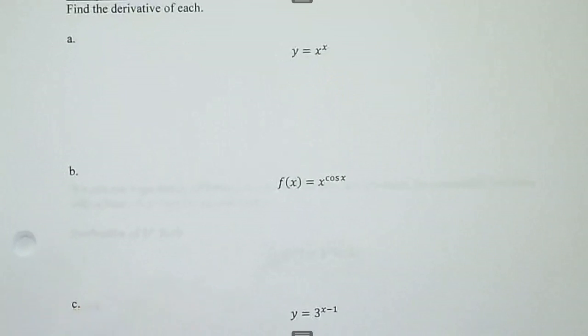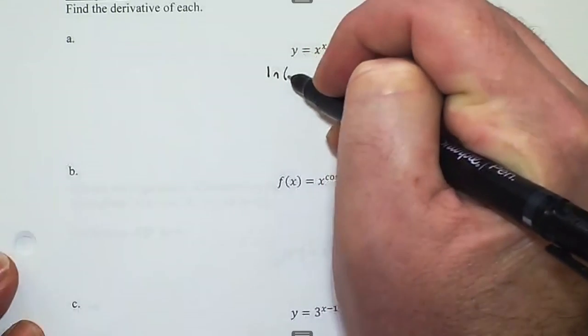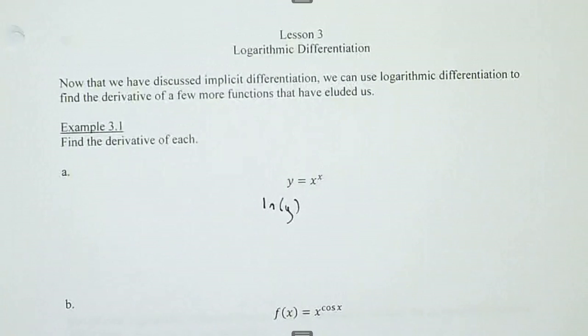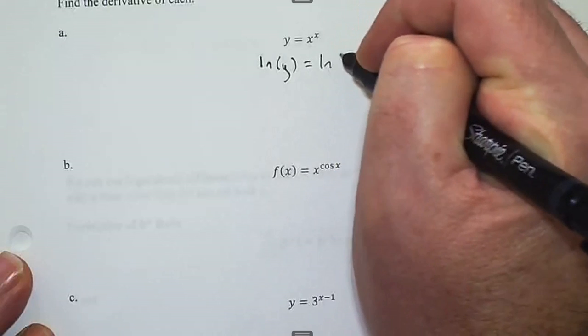So the secret when you have a variable as an exponent is to hit it down with a log. So that's exactly what we're going to do. We're going to take the logarithm of both sides. You may have guessed that from the title of today's lesson. But we're going to take the logarithm of both sides.